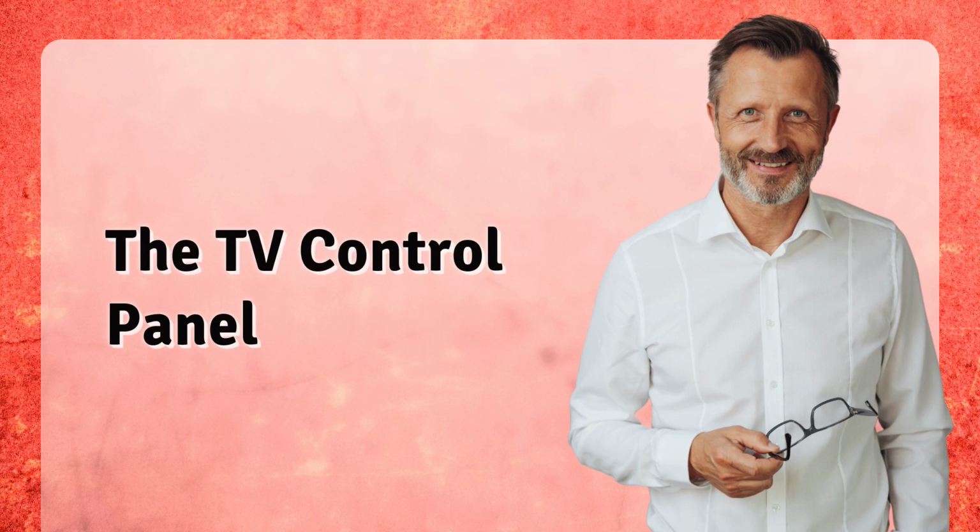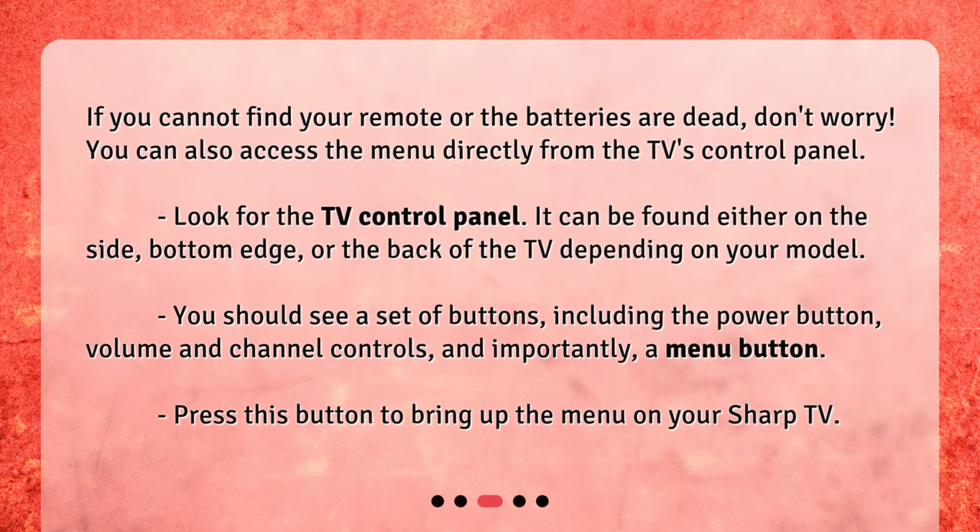The TV control panel. If you cannot find your remote or the batteries are dead, don't worry. You can also access the menu directly from the TV's control panel. Look for the TV control panel. It can be found either on the side, bottom edge, or the back of the TV depending on your model. You should see a set of buttons, including the power button, volume and channel controls, and importantly, a menu button. Press this button to bring up the menu on your Sharp TV.